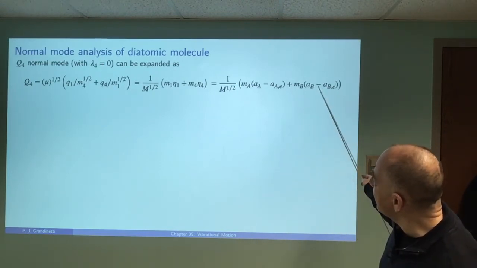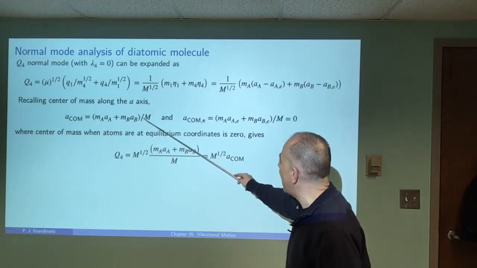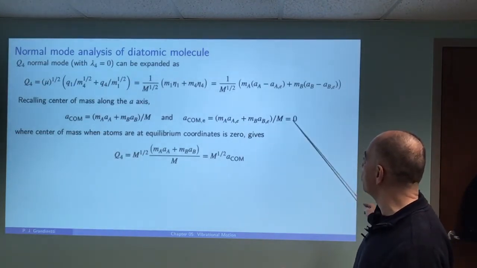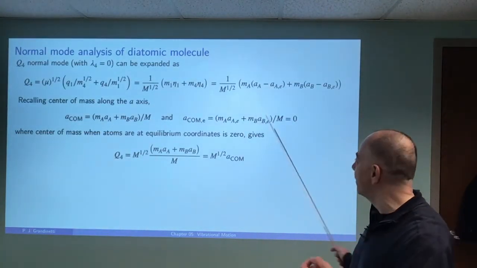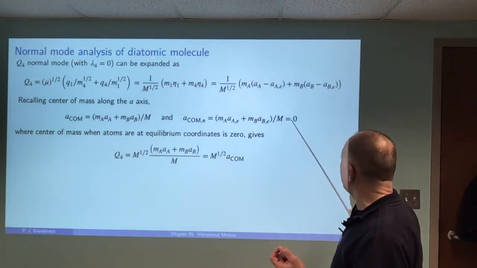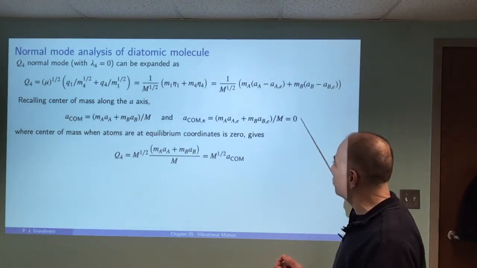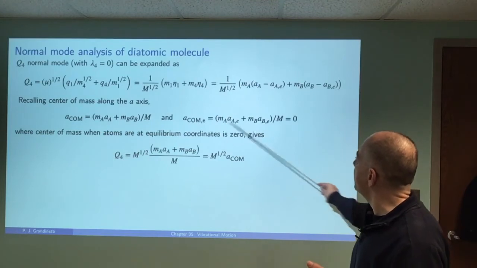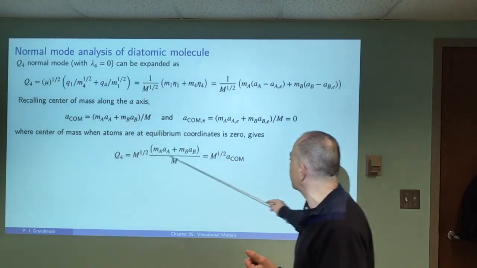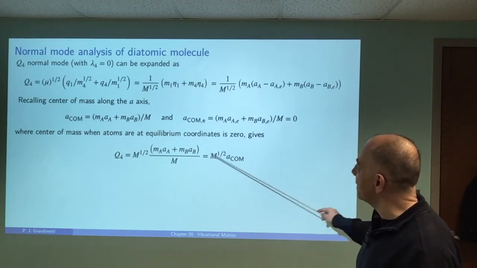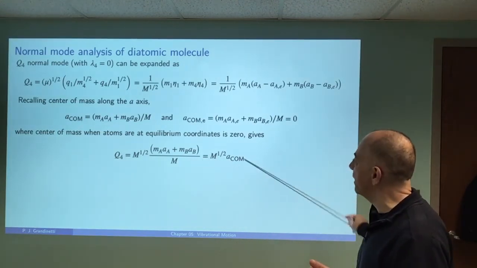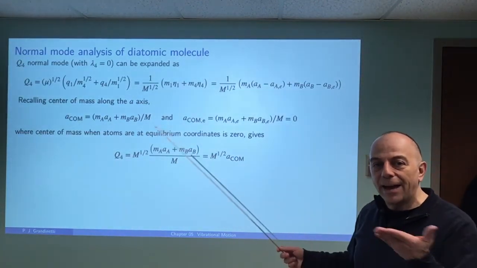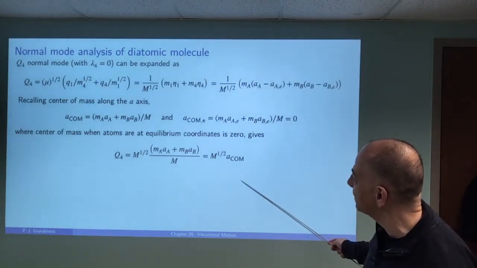And then looking at this, if you remember the definition for the center of mass, and we know that the center of mass should be equal to 0 when they're at equilibrium positions, because the center of mass is defined to be at the origin. But when they're vibrating, it's not, right? So you can see that we can use these two expressions to simplify our Q4 expression to this expression, which tells us that Q4 is related to the change in the center of mass. Q4 is simply the position of the center of mass along the a-axis.